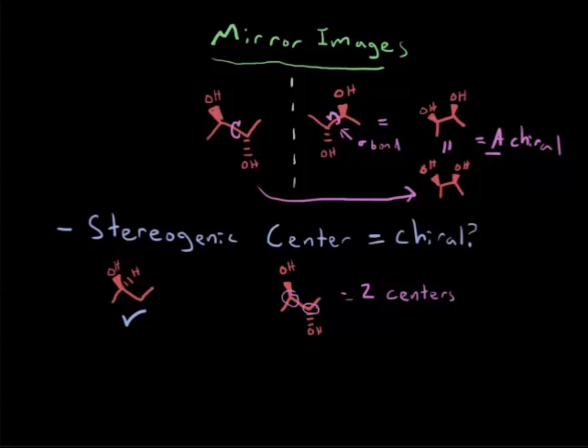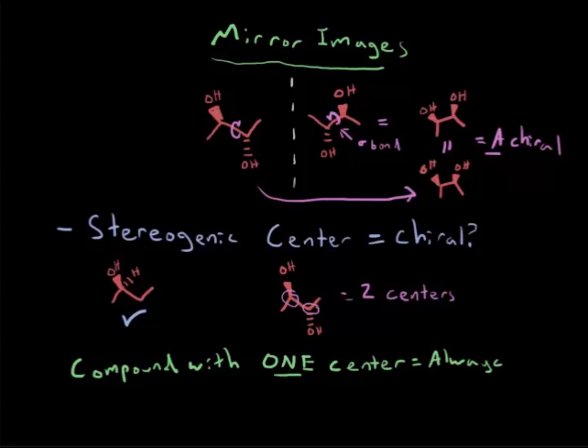So, as a rule, a compound with a single, just one single stereogenic center, will always be chiral. One center, always chiral. But with more than one stereogenic center, 2 or more, it is sometimes chiral. That requires a little bit more work. And that's chirality.